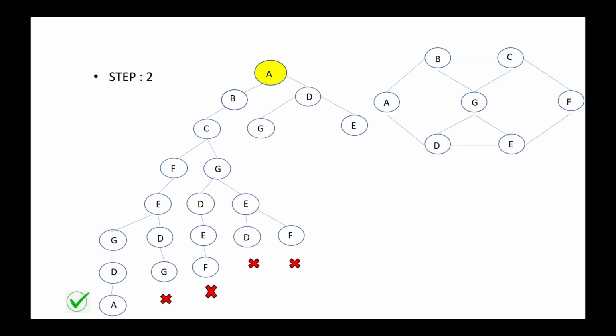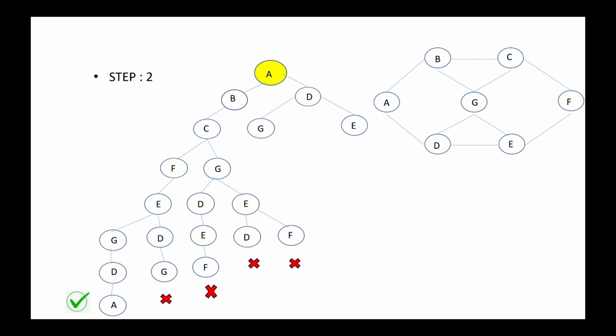For step 2, we need to check the adjacent vertices for the vertices B of C. For C, we have three adjacent vertices: B, G, and F. B is already visited, so we didn't write B. Then we write G and F. For F, there are two adjacent vertices. One is C and another one is E. C is already visited, so we didn't write it, and we write E.